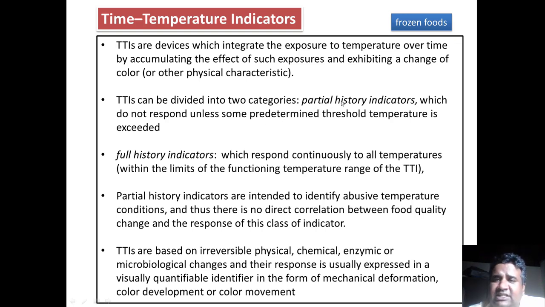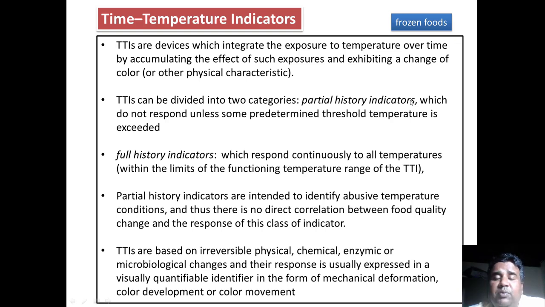One is the partial history indicators, which do not respond unless some predetermined threshold temperature is exceeded, and another is the full history indicators. So here is a very simple definition of these two. What is the meaning of partial history indicators? Say you have taken two types of time temperature indicator, one the full history indicator and another the partial history indicator. So how will this partial history indicator work? Let the limit of the indicator be minus 5 degrees.